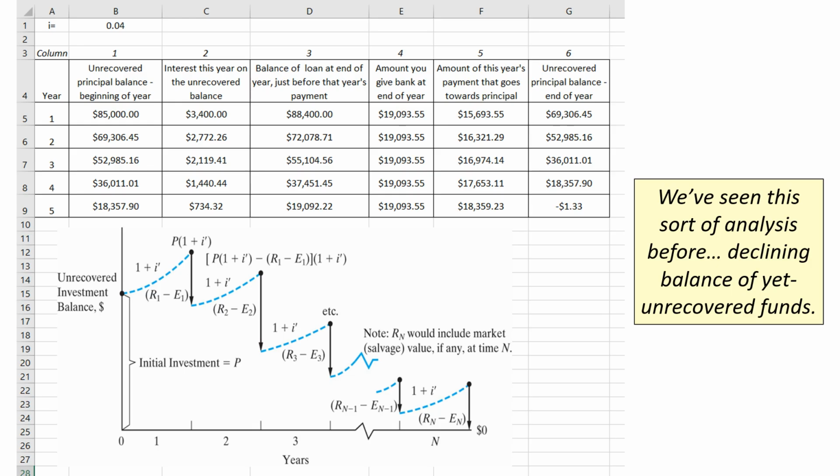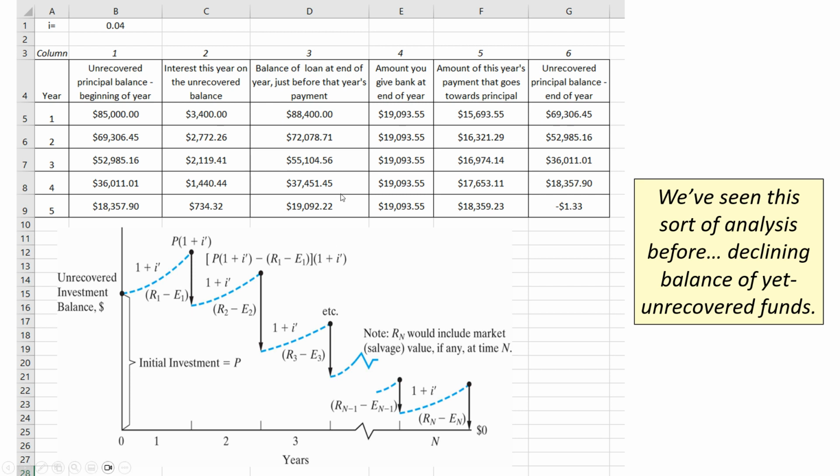And so this is just to revisit the spreadsheet that we've seen before, where what we did, remember, is we assumed that either we were borrowing money to initiate some new business, or it was our money, but it's the sort of thing where we could have invested it into an alternate account that had a certain rate of return. So we just assume that there's some unrecovered balance.